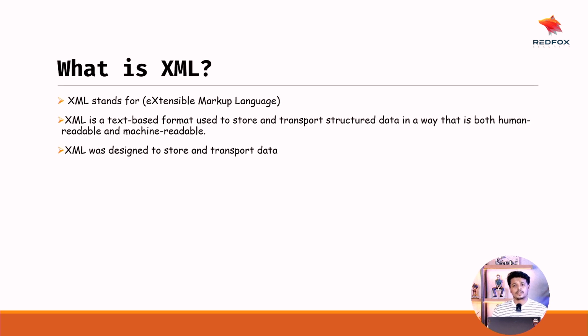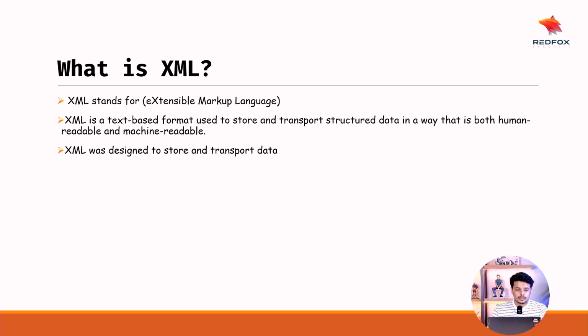So the very first question which everyone will have: what exactly is XML? XML stands for Extensible Markup Language. It is a text-based format which is used to store and transport data, and it is both human as well as machine readable, as it is designed to store and transmit data. This is one of the major methods through which we can transmit data or communicate with the server.